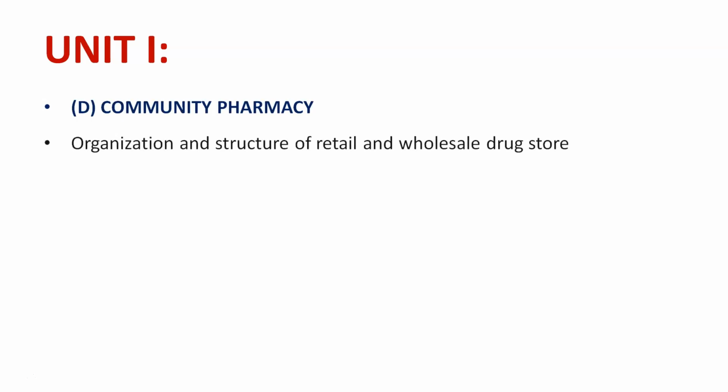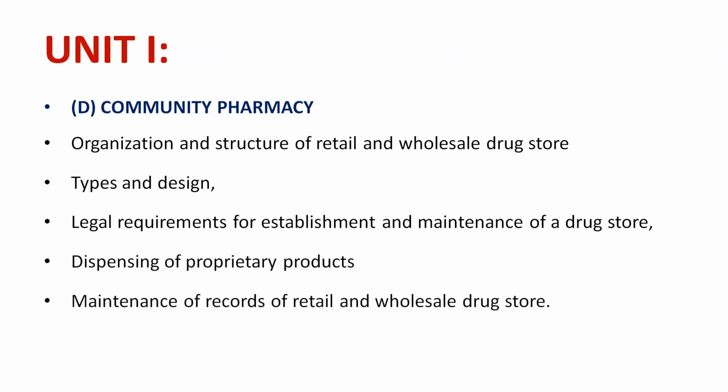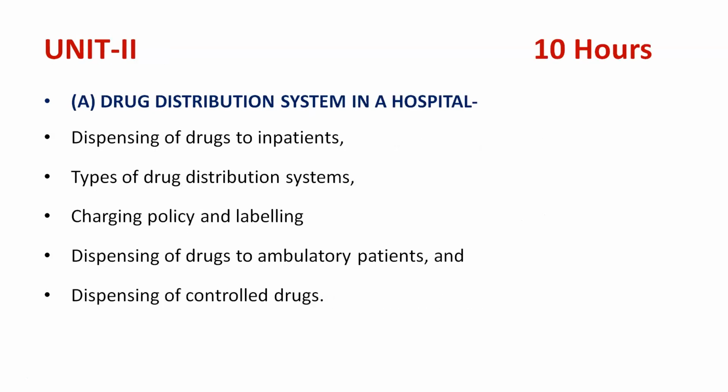Again, in the same unit 1, under the heading D, we'll be learning community pharmacy principles, which includes organization and structure of retail and wholesale drugstore, types and design of community pharmacy, legal requirements for establishment and maintenance of a drugstore, dispensing of proprietary products, maintenance of records of retail and wholesale drugstore. That completes the unit 1.